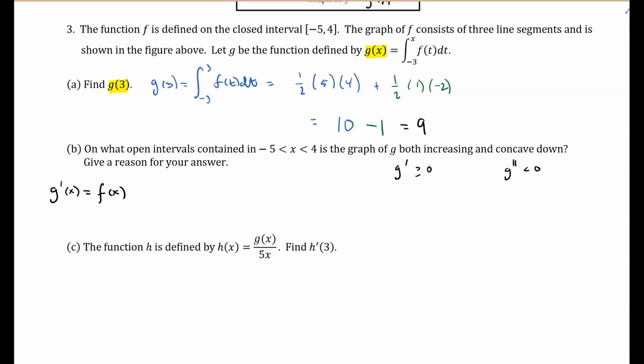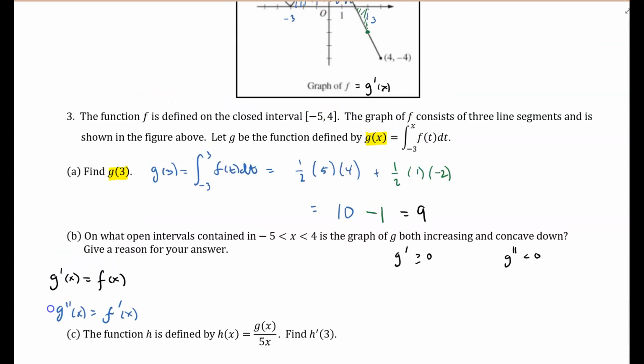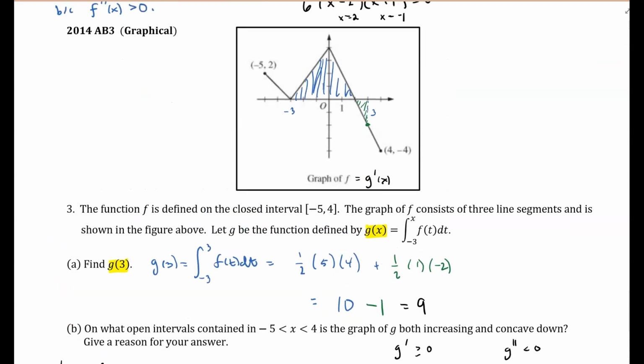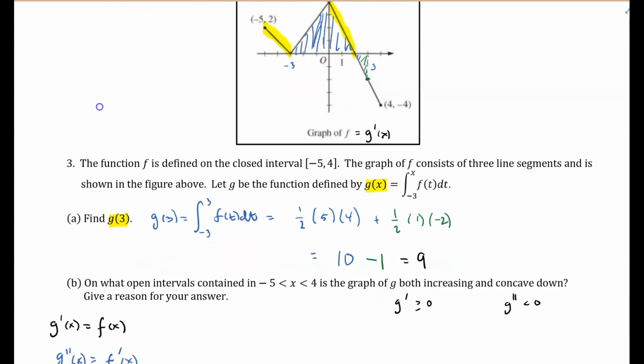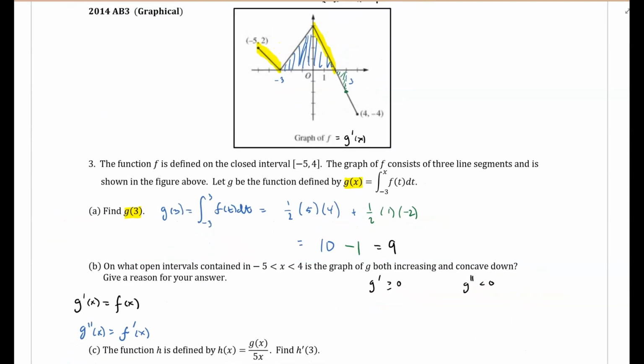And then I need to define what g double prime of x is. Well, that's just f prime of x. That's the slope. And I want the slope to be less than 0. I want it to be negative. So where is this happening? Where are we above and the slope is negative? Here and here. Notice they said the open interval.